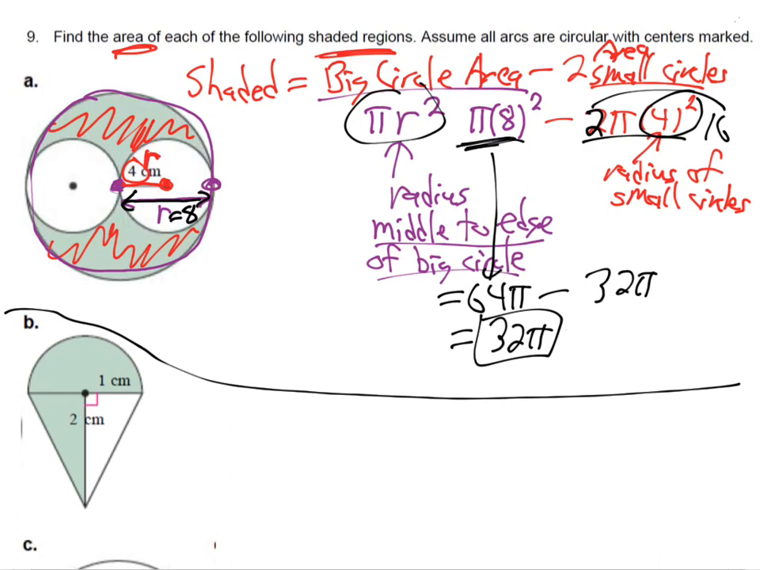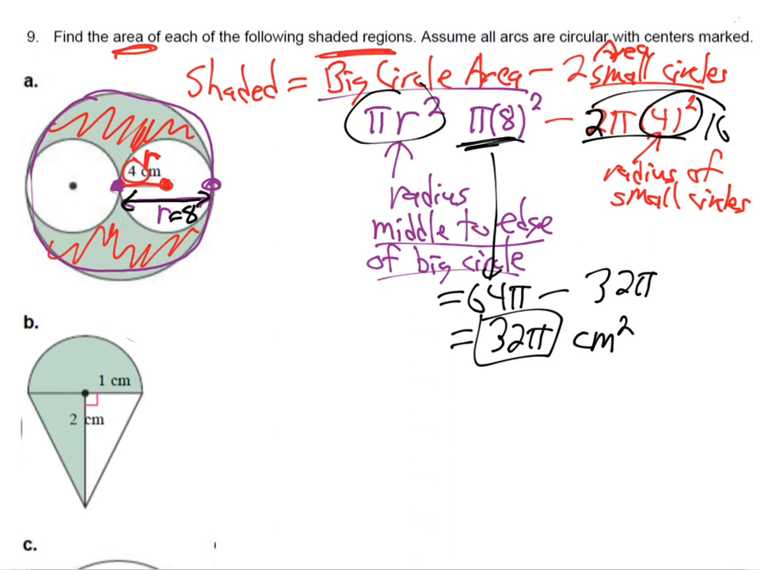32 pi. And they want the units. The units on all these are going to be square centimeters, because that's what area units are. We're talking about how many squares can fill up that circle. 32 pi is the answer to that. Okay.